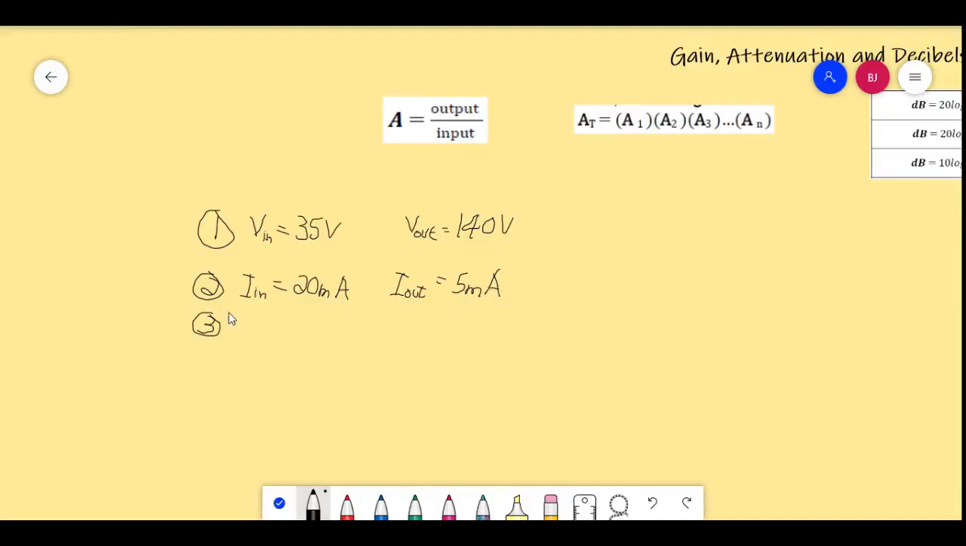Now let's say our power input is around 35 kilowatts, and let's say our power output is around... let's change this to a different value. Let's say this is around 100 watts. And then our P out is about 50 kilowatts.